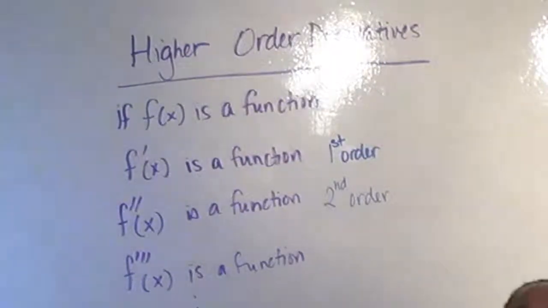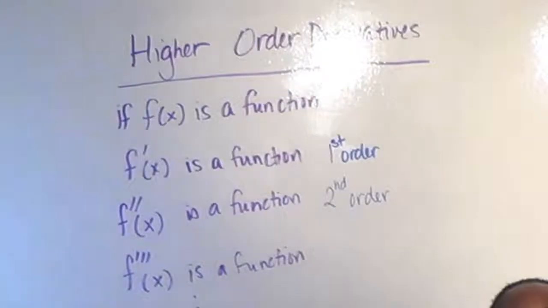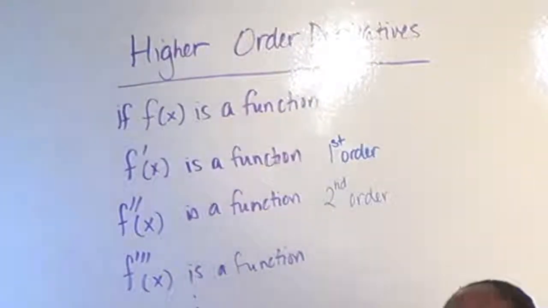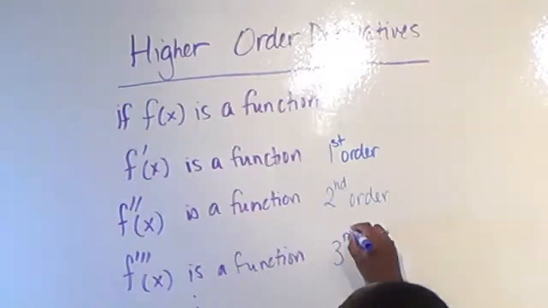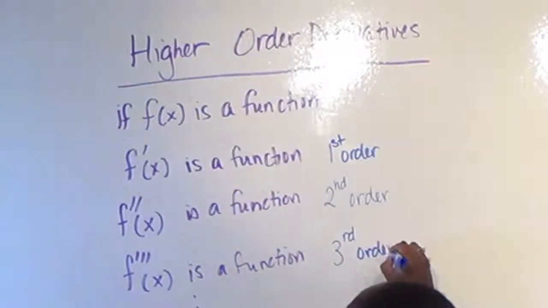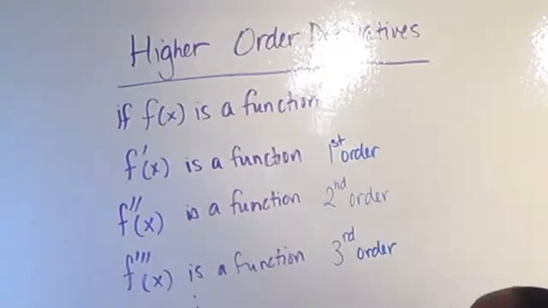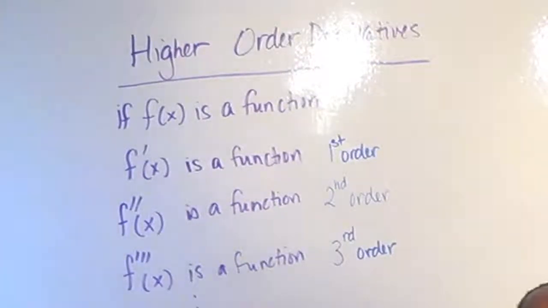If f double prime exists, then there is a derivative of that, and so f triple prime would exist and is also a function. And this is our third order derivative. And we can keep going with this. For some functions, there are infinitely many derivatives. We can think as long as it's a function, we can keep going. Other functions, the derivatives start to become all the same after a certain point.